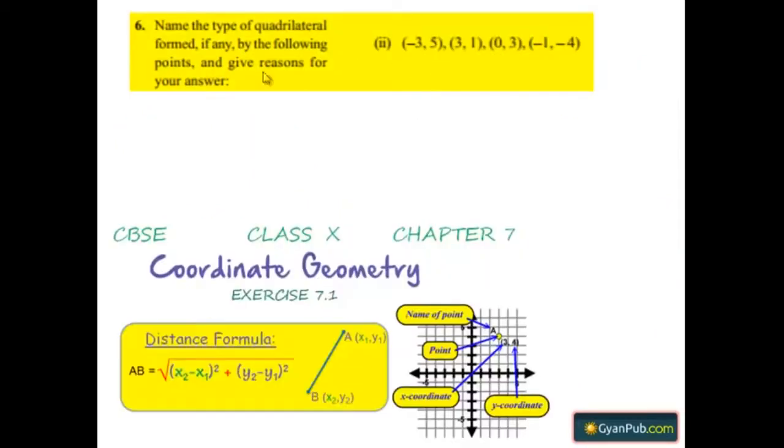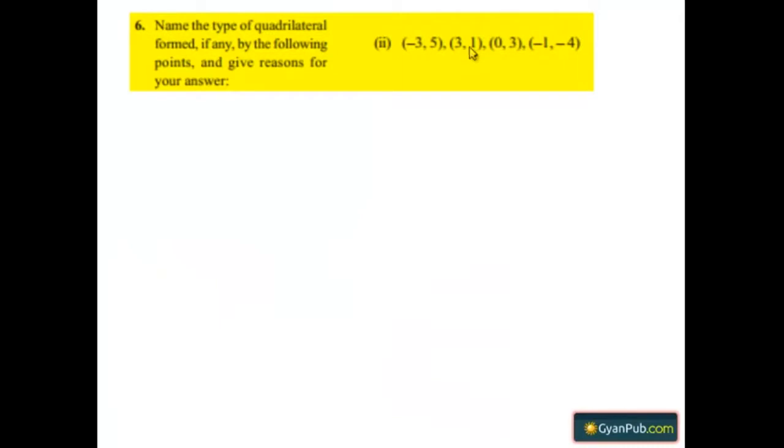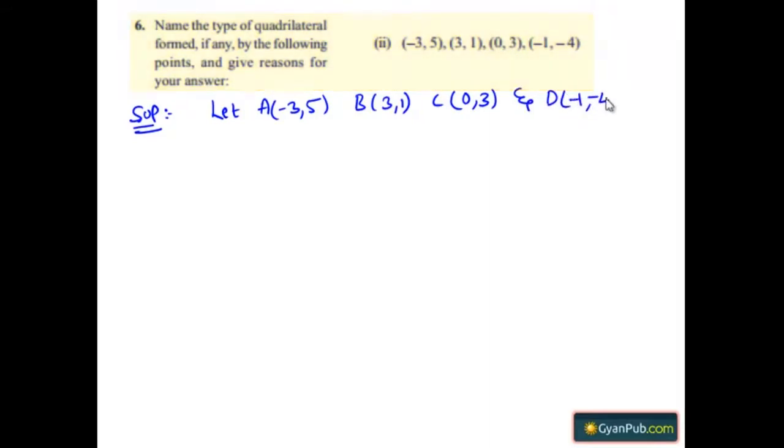Coming to the second bit, name the type of quadrilateral formed by the following points: (-3, 5), (3, 1), (0, 3) and (-1, -4). So moving on to the solution, let the given points be A (-3, 5), B (3, 1), C (0, 3) and D (-1, -4).